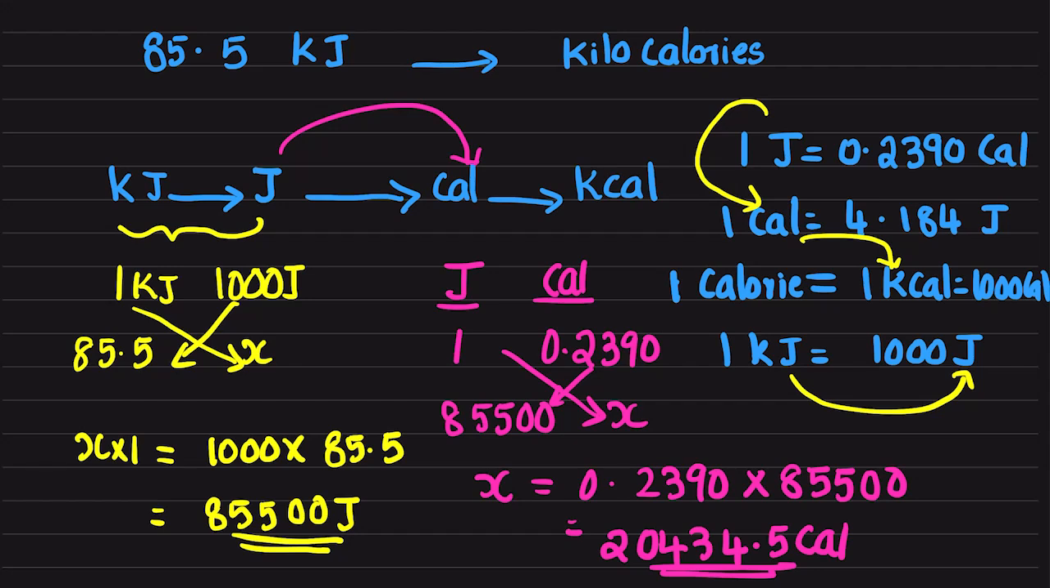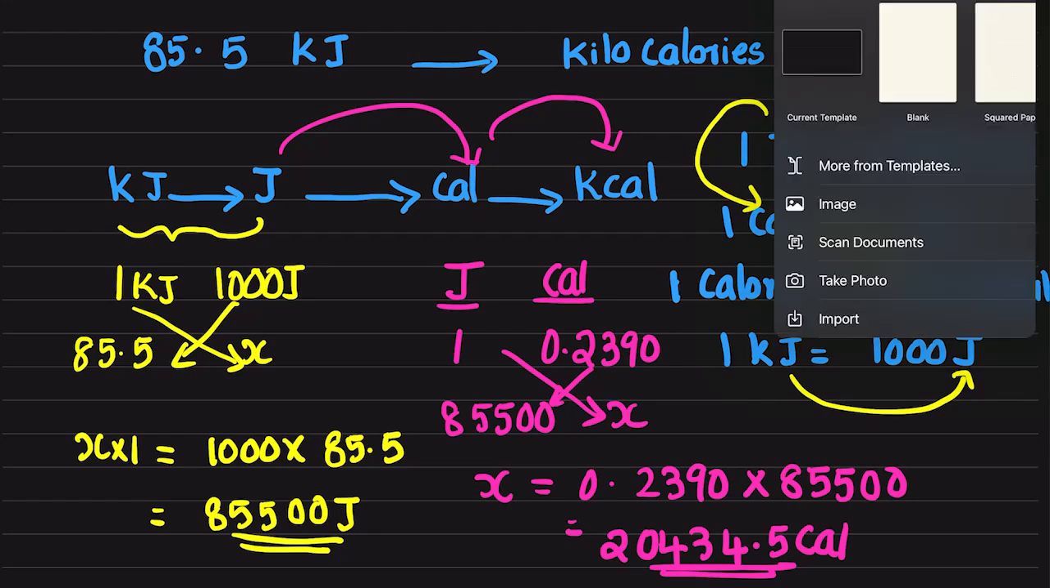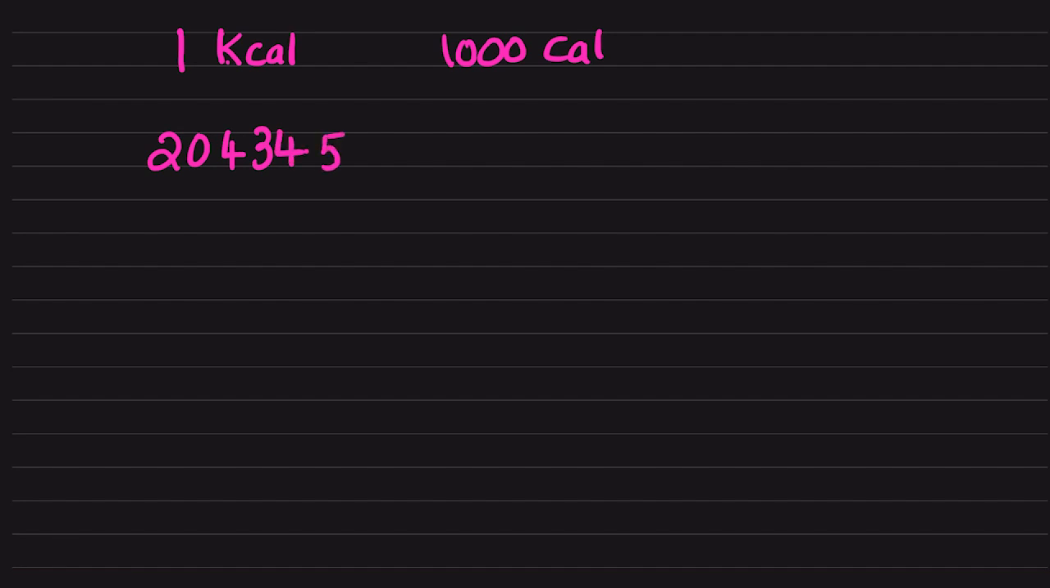But they are asking you to convert cal to kilocalories. So how can you convert cal to kilocalories? That relation we need to take. We know that 1 kilocalorie equals 1000 cal. You have 20434.5, how much is that?